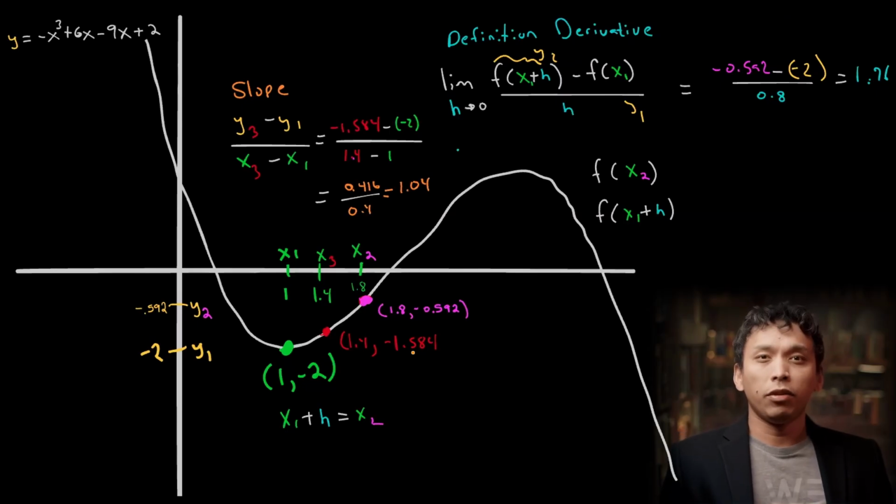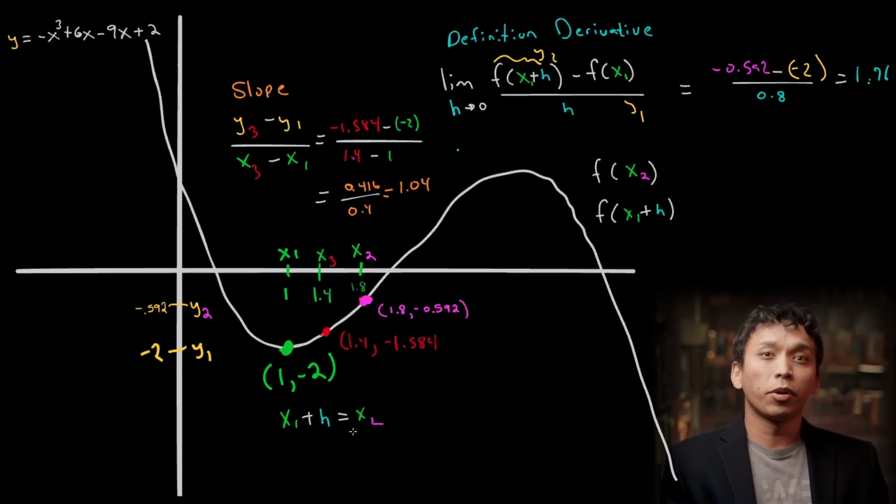Notice that the slope has decreased to 1.04 from the previous x2 value, which makes sense because if you look at these two secant lines, the first one was between the green and the orange, and then the next one now is between the green and the red, and you see it's flatter.